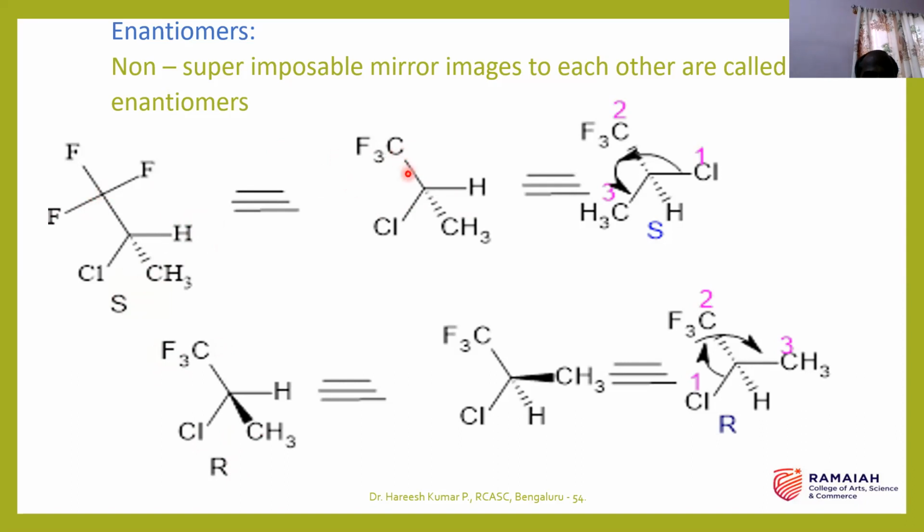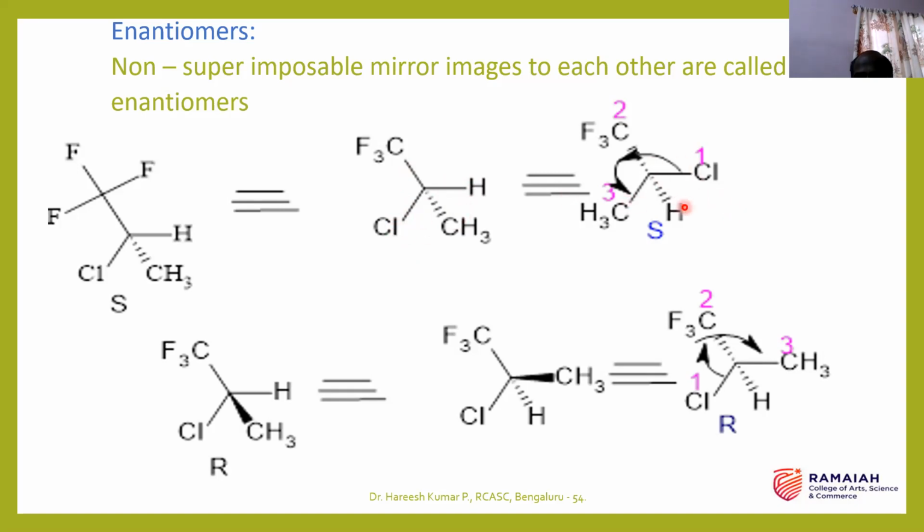This also is CF3, and this is Cl, the left side Cl, H, and this is away from the observer. So you need to write this in a convenient way to assign the configuration. This is constant, but these groups are rotated in a clockwise direction. That means Cl is going over here, H is coming over here, CH3 comes to this position.